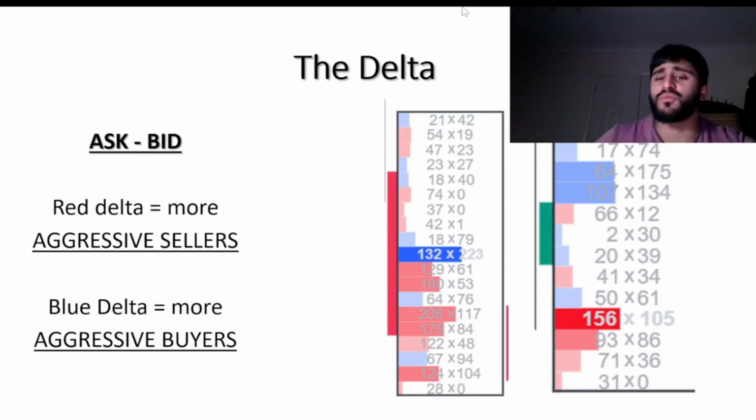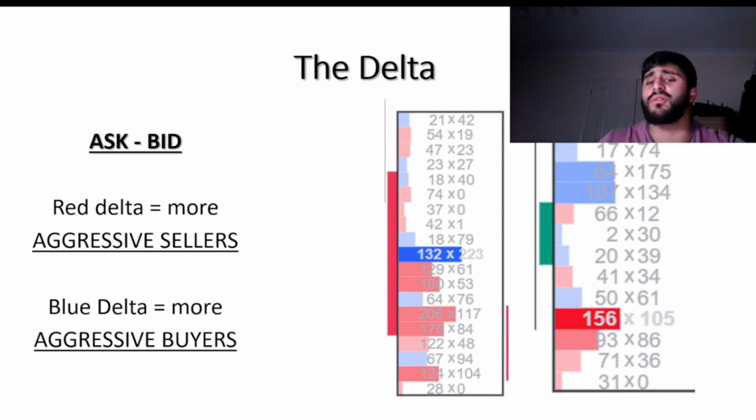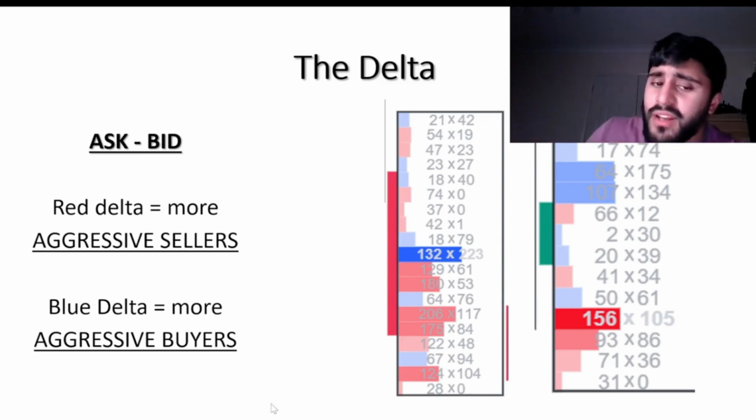Now, the power of the delta is what you see over here on the charts. The power of the delta is that it tells you at every single price, for every single candle, at every single time, how many aggressive buyers and how many aggressive sellers there are. So what is the benefit of this information?